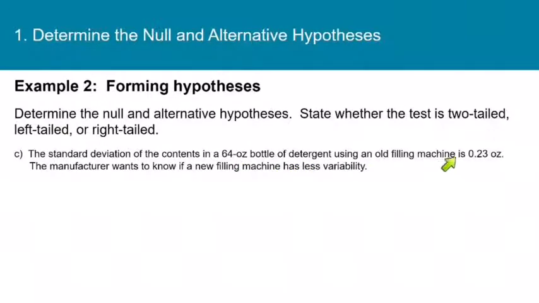And part C, the standard deviation of the contents in a 64-ounce bottle of detergent using an old filling machine is 0.23 ounce. The manufacturer wants to know if a new filling machine has less variability. So, of course, this time they are testing standard deviation.